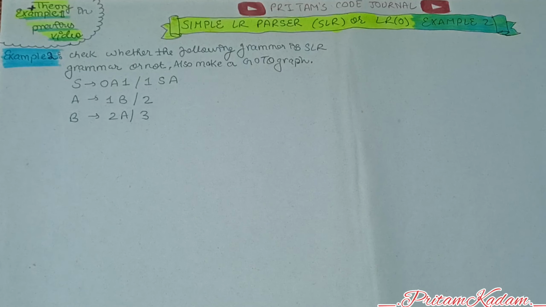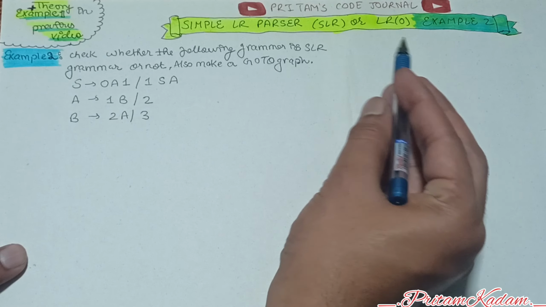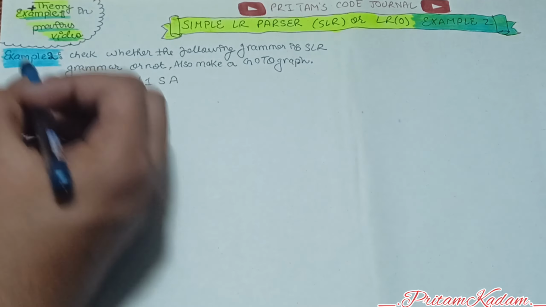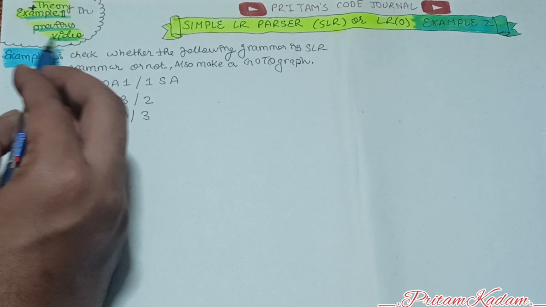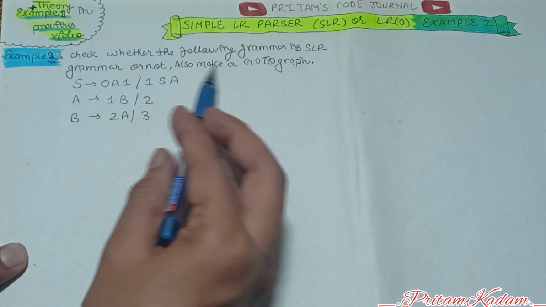Hello everyone. Today we will solve another example of an SLR parser. SLR means simple LR parser or LR(0), and this is example 2. If you want to watch example 1, go see my previous video. In the previous video we covered the theory and example 1.